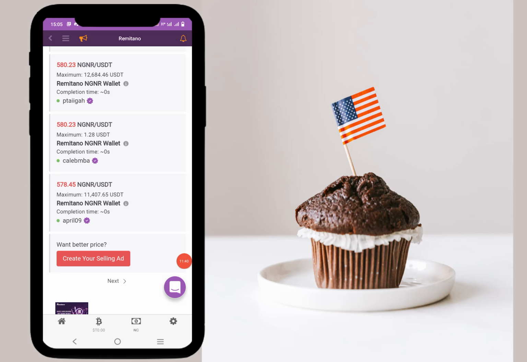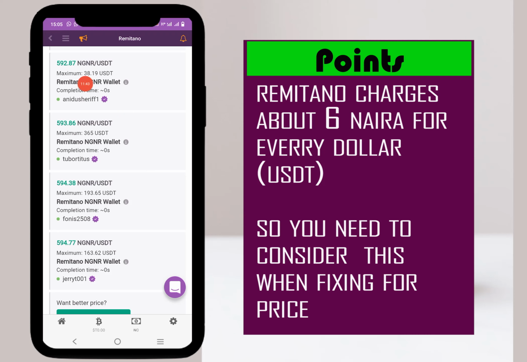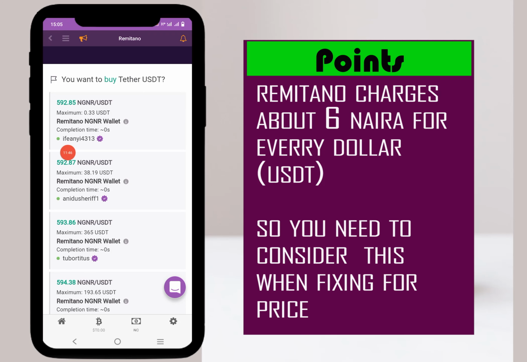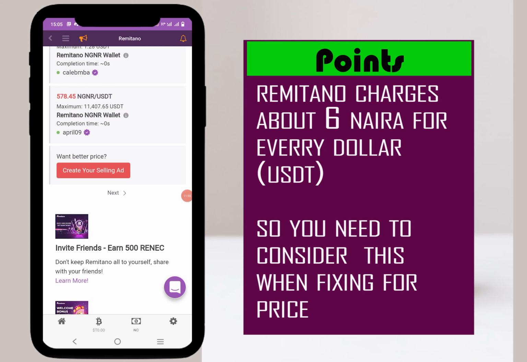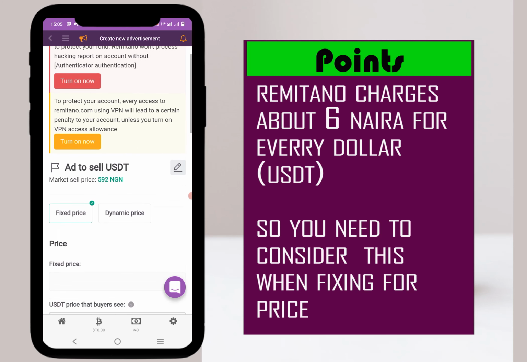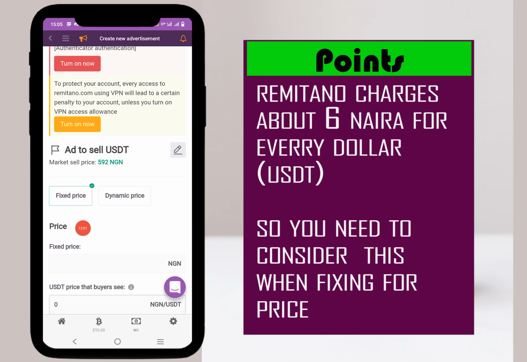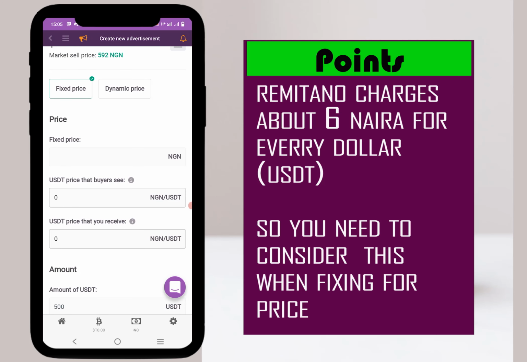When I create a sell ad, it means people will be able to buy from me. What are the prices people can buy from me at? The price here is 592. So I will simply choose probably 592 or 593. I'll come over here and click create your selling ad. Now that reminds me, we have what's called the fixed and dynamic price, but I want to talk about the fixed price first. I will speak on the dynamic price later on.